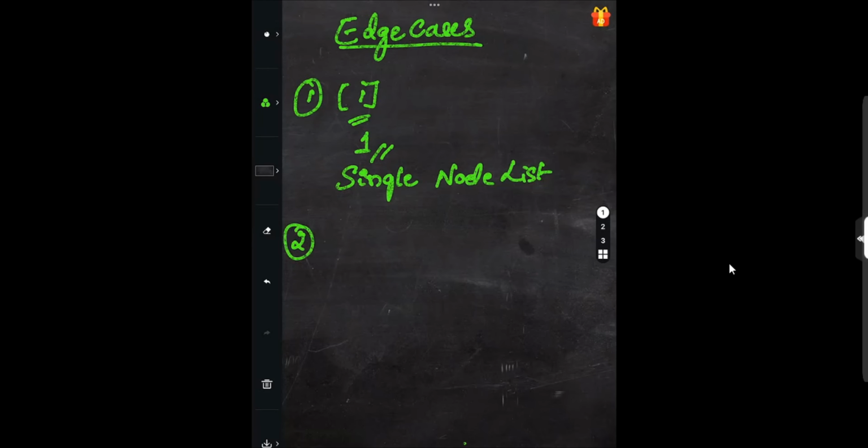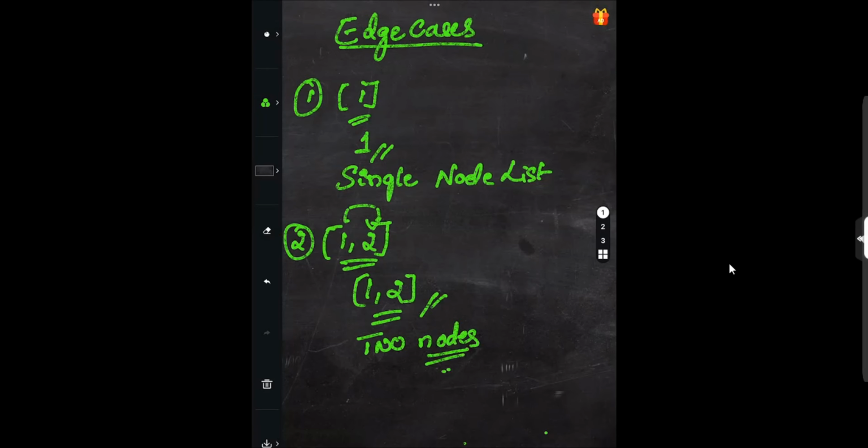The second edge case is two nodes. Suppose we have two nodes, 1 and 2. The output will be 1 and 2 as well. Why? The alternating structure is already satisfied, which means the list remains unchanged. First element and last element, 1 and 2, the same thing. So the output will be 1 and 2 itself. This is for the two nodes condition.